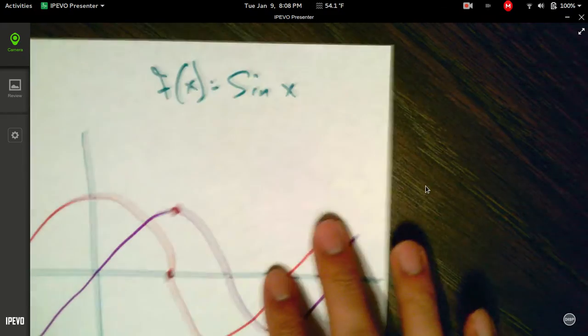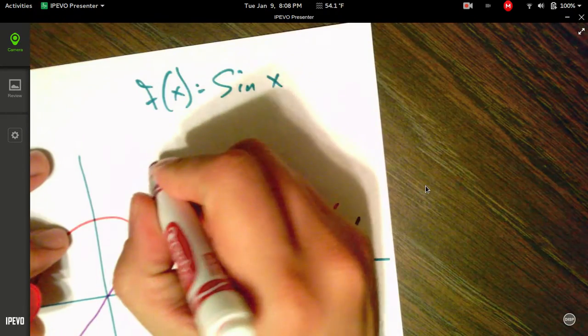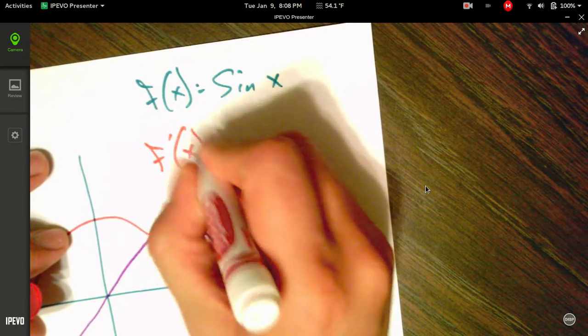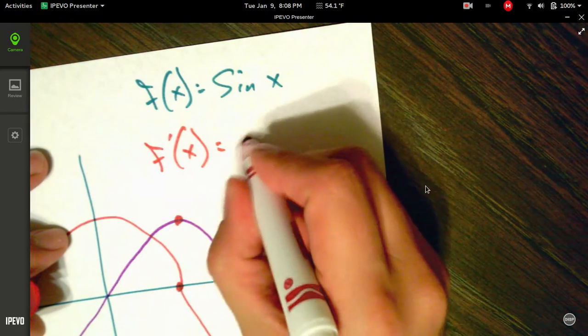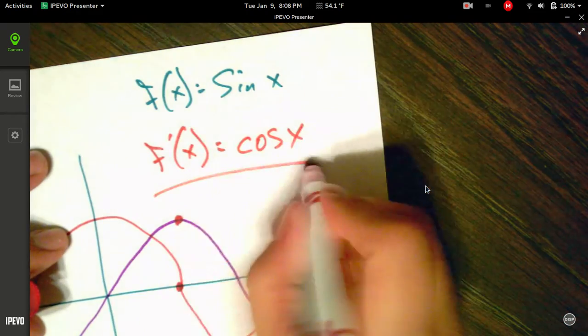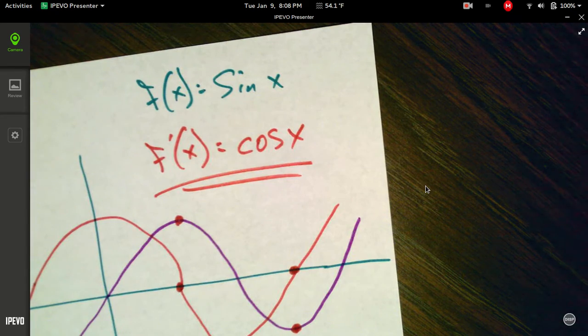So let's write that down here. This is an important thing you guys will want. The f prime of x, so the derivative of sine of x, will be equal to cosine x. Okay? You guys will want to write that down. That'll be important. So let's go to our next function here.